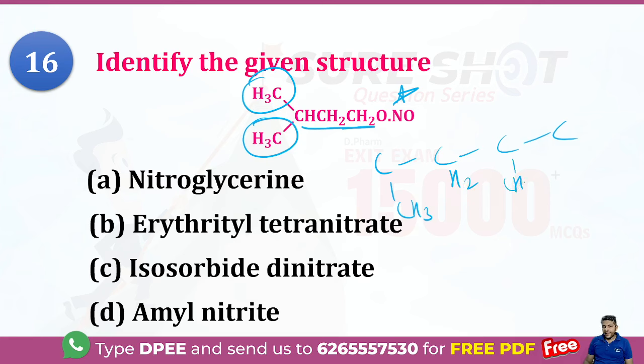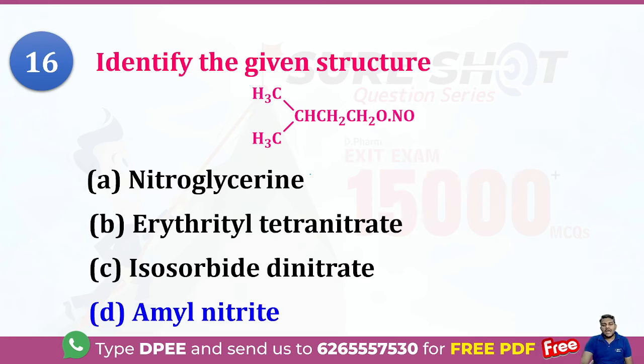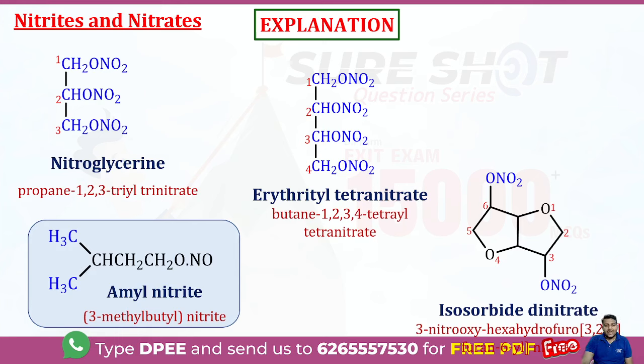H2, H2. So basically there is a ring structure, a big ring structure. There is a ring, the largest ring, having a chain of 4 carbon. 4 carbon means that is having the amyl nitrite. Amyl nitrite having the 4 carbon chain.